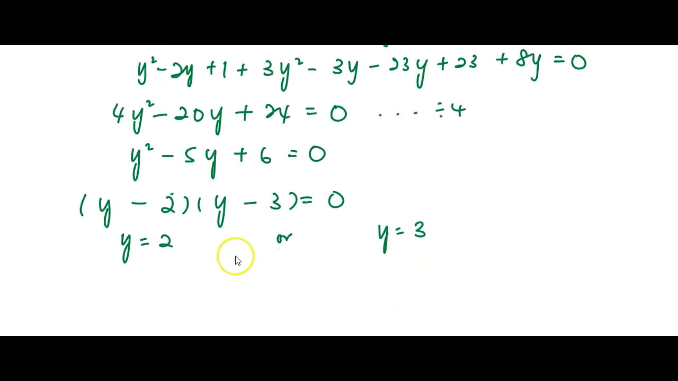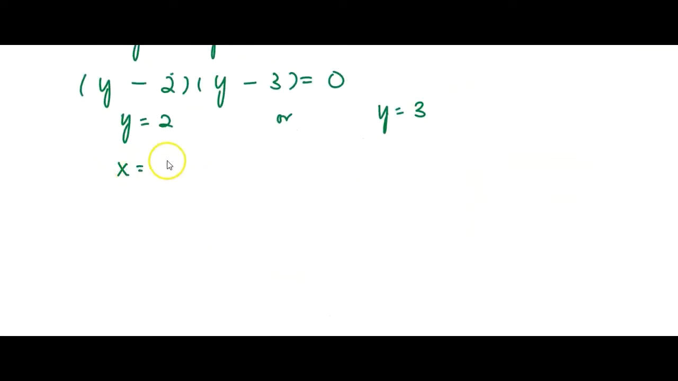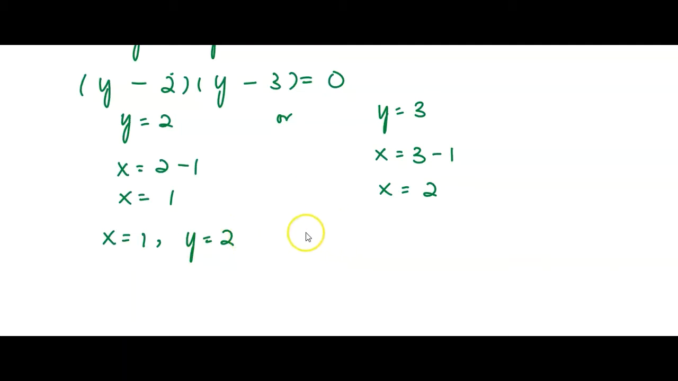Okay, so for this equation, we got two sets of solutions. We have y equals 2 and y equals 3. Substitute y equals 2 and 3 into equation 2, that is x equals y minus 1. You have your corresponding value of x, that is 1 for y equals 2. And for y equals 3, you have 3 minus 1 as your x, that is x equals 2. Our solution is when x equals 1, y equals 2, and another set of the solution is x equals 2, y equals 3.